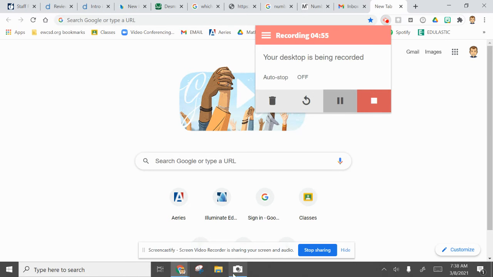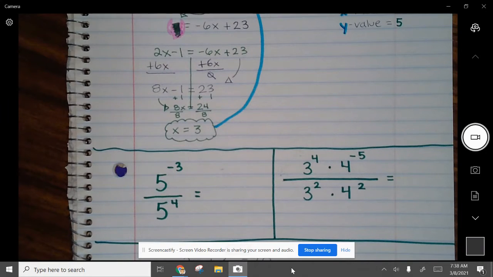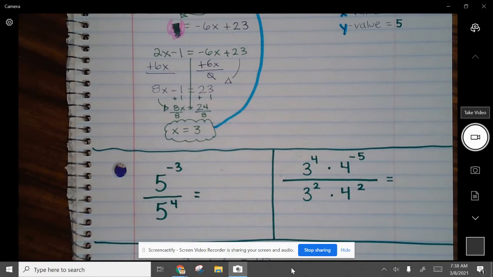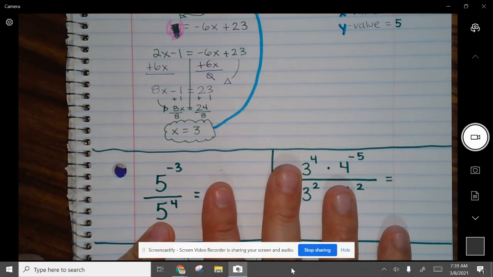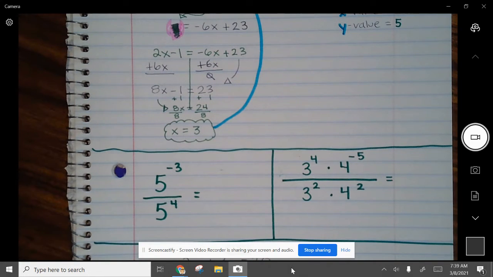Okay, so let's go back to my camera. I got a couple problems set up for you. Now, these ones are old. This one is from exponents again. We haven't done this in a while, so the negative exponents could be a little confusing, but don't worry, we're going to talk more and more about these.